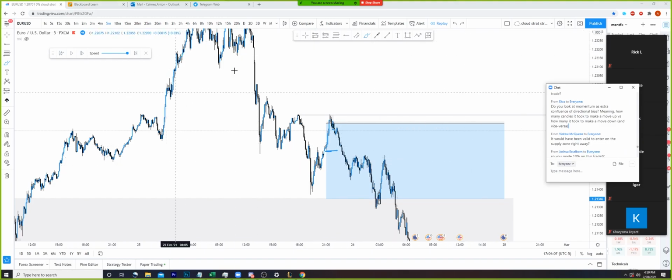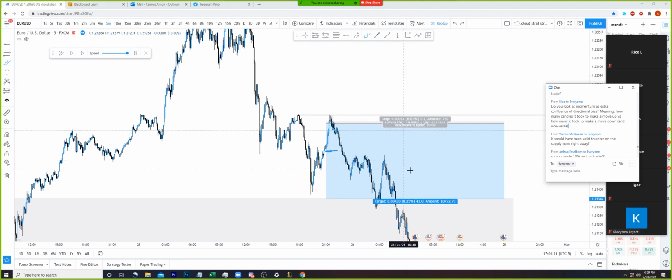Even, I bet you some of you could use the VPVR, whatever it's called, the volume profile thing, to target liquidity and stuff like that, and you could be successful doing that. But I don't need to because I know how I like to get involved and I know what I'm looking for. It would have been valid to enter on the supply zone right away.